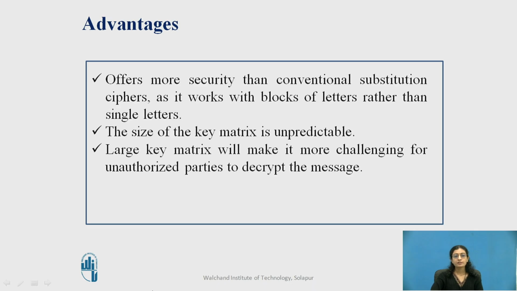The Hill cipher offers more security than conventional substitution ciphers, as it works with blocks of letters rather than single letters. The size of the key matrix is unpredictable, and a large key matrix will make it more challenging for unauthorized parties to decrypt the message. So these are the advantages of Hill cipher.